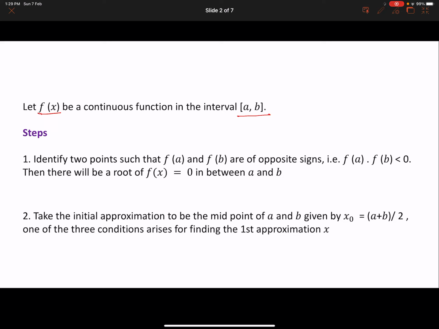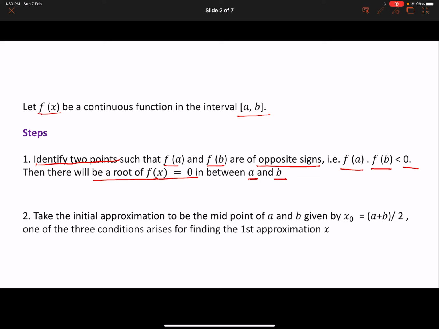The bisection method says to identify 2 points, f(a) and f(b), which are of opposite signs. That is, we have to find 2 points at which the function takes opposite signs, so that f(a) times f(b) is always less than 0. This ensures that there is a root of the function f(x) = 0 in between a and b.